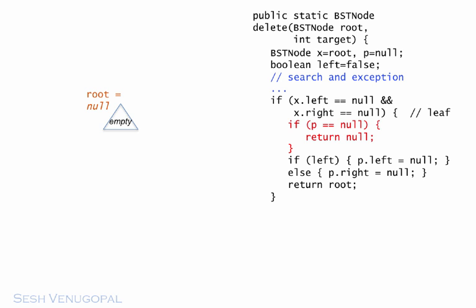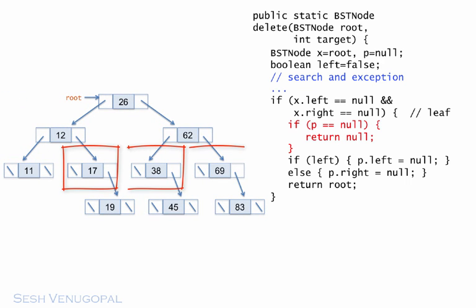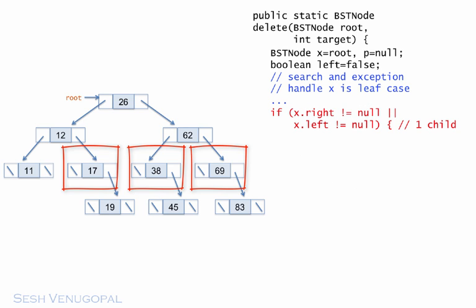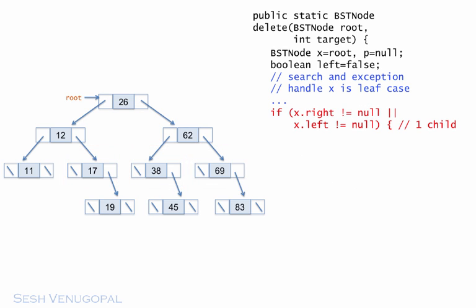Okay, now that we are done with the leaf case, let's move on to the case when X has one child. This is identified as either X's right child is not null or left child is not null. Again, let's collapse the leaf handling logic to make room for the code to follow. We saw that deleting a node with one child changes the parent's pointer to bypass the deleted node. So with X to be deleted and P being its parent, there are 4 possible pointer resets, depending on whether X has a right or left child, and on whether X is P's left or right child.